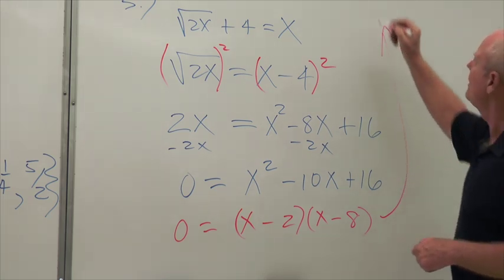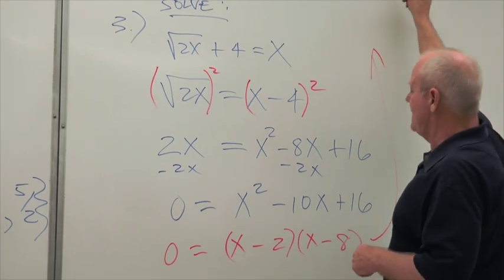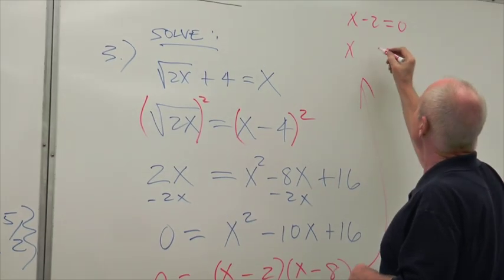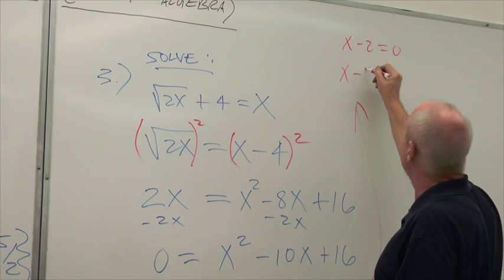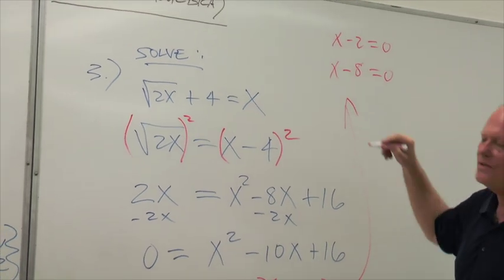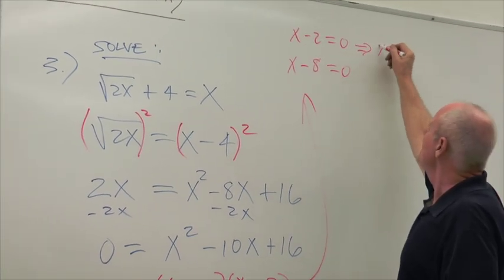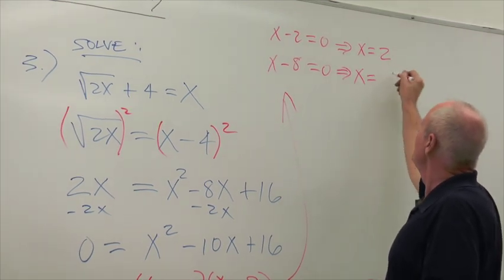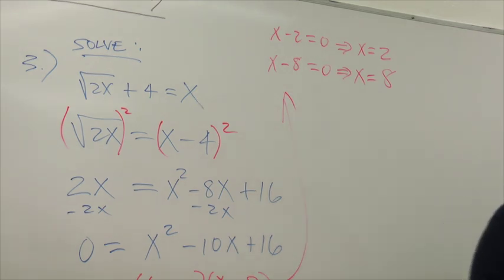Okay, so we're going to say x minus 2 equals 0 as one possible solution, and x minus 8 equals 0 as another possible solution. This one's going to yield x equals 2. This one would yield x equals 8. Okay. Done? No. We're not done, guys.